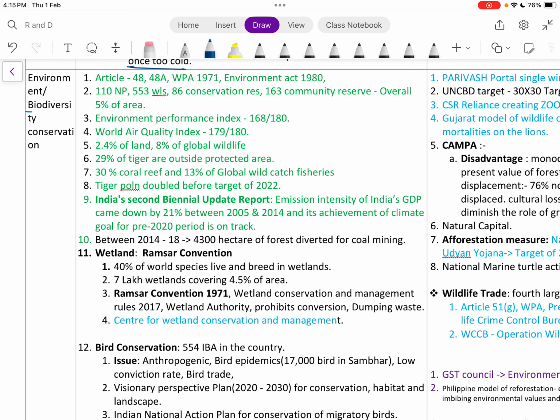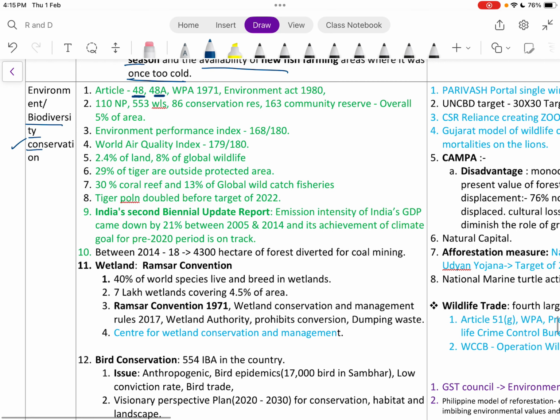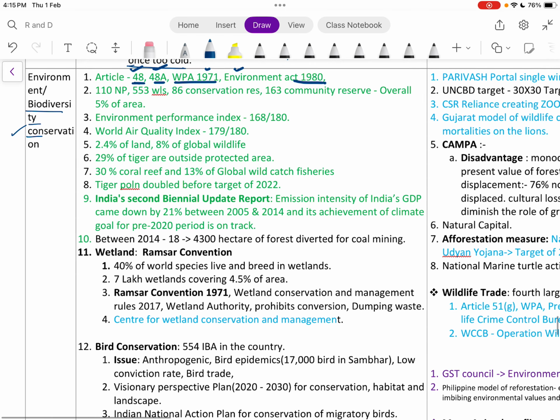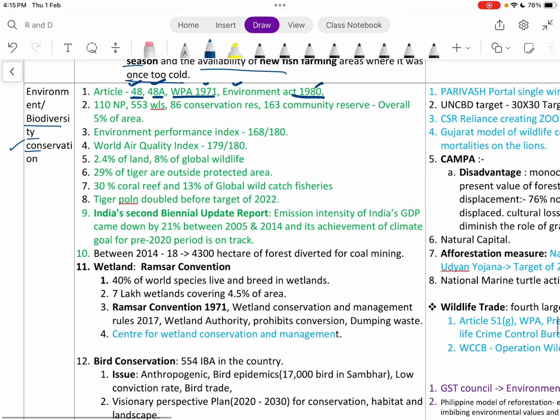Environment and biodiversity conservation. Article 48, 48A, this is for forests. Wildlife Protection Act 1972, Environment Protection Act, I beg your pardon, 1986. We have about 110 national parks, 553 wildlife sanctuaries, 86 conservation reserves, 163 community reserves. Overall, 5% of the area is protected.